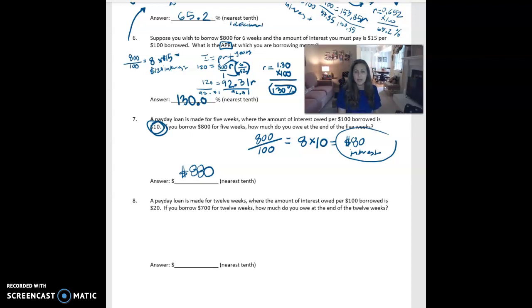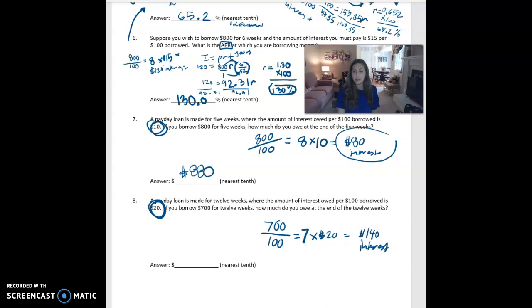The last one, number 8, a payday loan is made for 12 weeks where the amount of interest owed is $100. The amount of interest owed per $100 is $20. Okay, so you borrow $700 this time. For every 100 in that group, you have to pay interest. So 700 divided by 100 is 7. For every $100 increment, you have to pay $20 in interest. So multiply 7 times 20, and that's going to be $140 in interest.